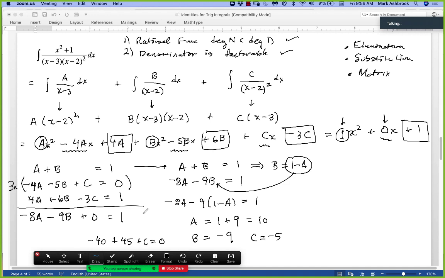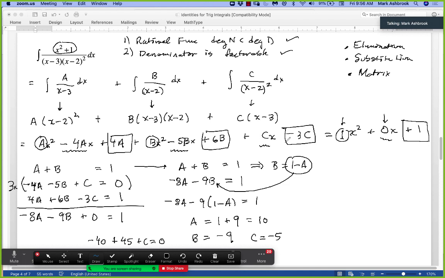I have a quick question. How did you get the 1x squared plus 0x plus 1? That's the numerator. When we add these together, these are the numerators of our fractions. When we add them together, we need to get the numerator that we have. Okay, that makes sense. Thank you.